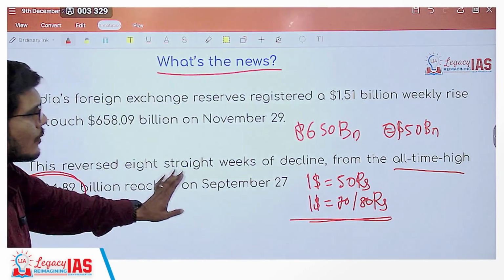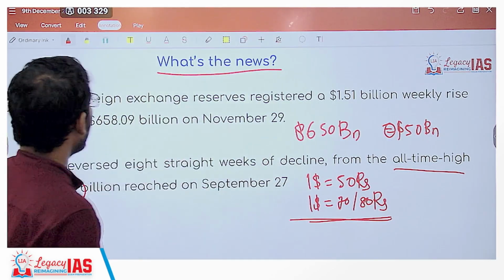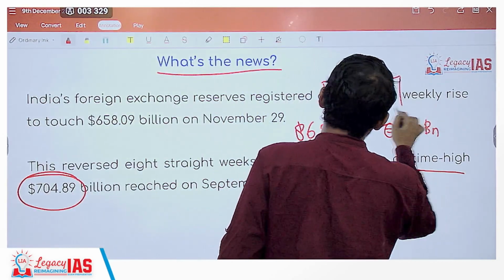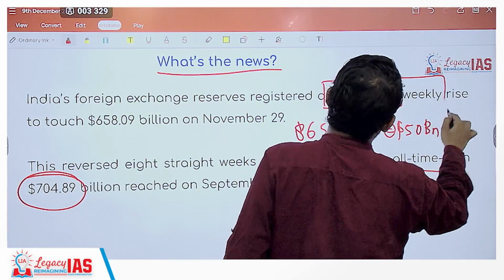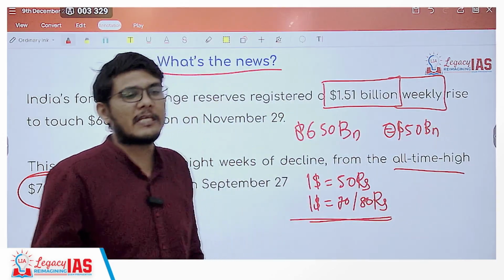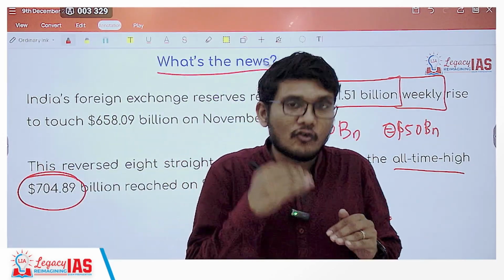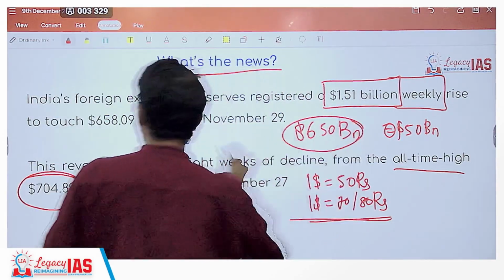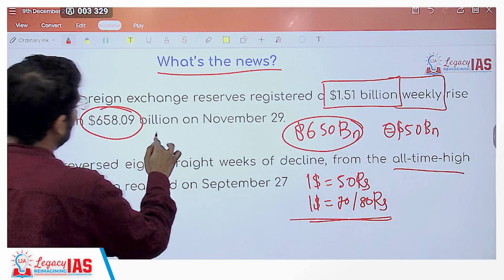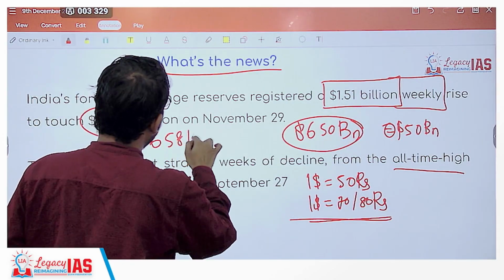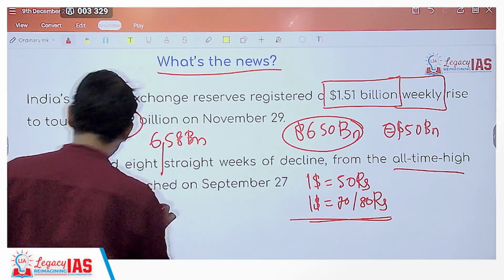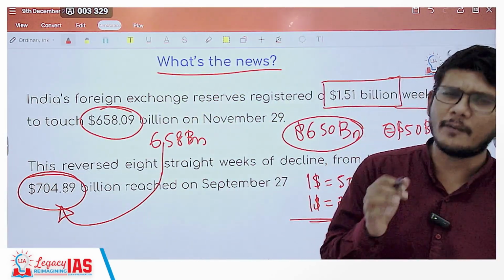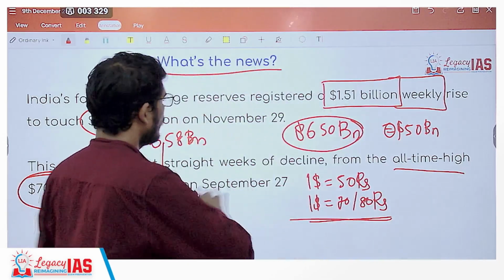So this was the situation, but now there has been an accumulation of $1.51 billion per week. So it is sort of back on track and we are improving. Presently, as we speak, we have around $658 billion and we may soon reach that number again. That is the hope and also the prediction. I hope this is clear.